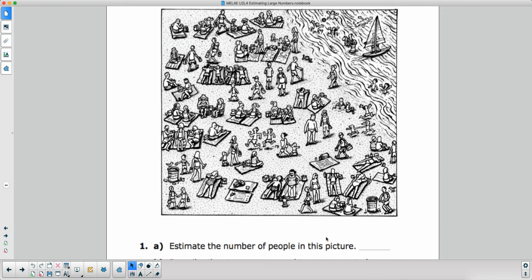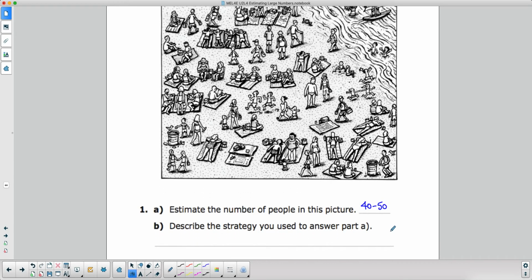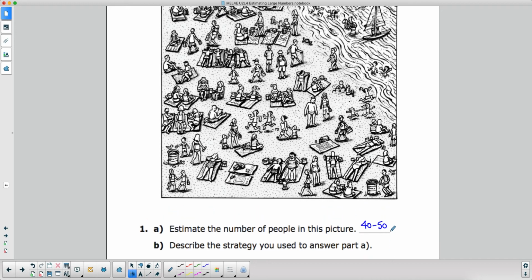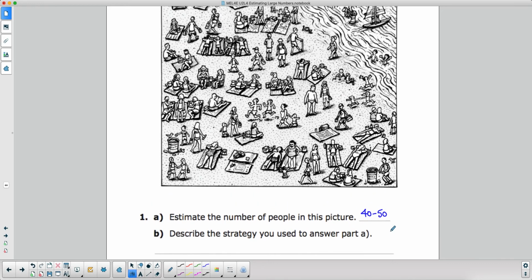Without counting, I'm going to say there's probably somewhere around 40 to 50 people in there. So let's say 40 to 50. Do you think I've got it right on? Obviously not, because I gave a range, 40 or 50. Describe what strategy you used in part A.